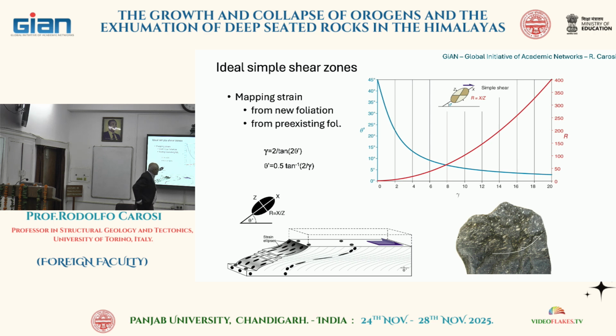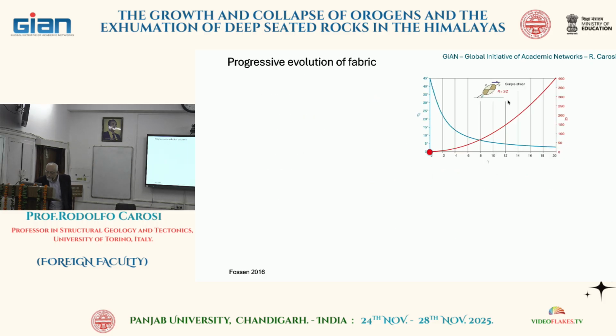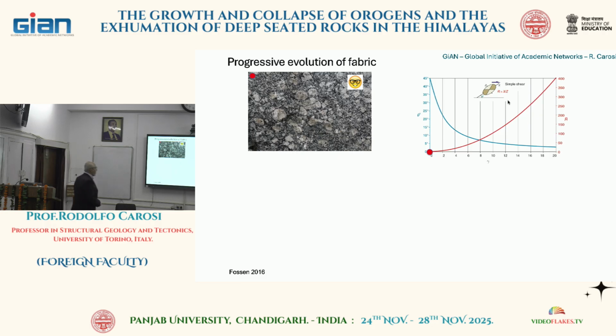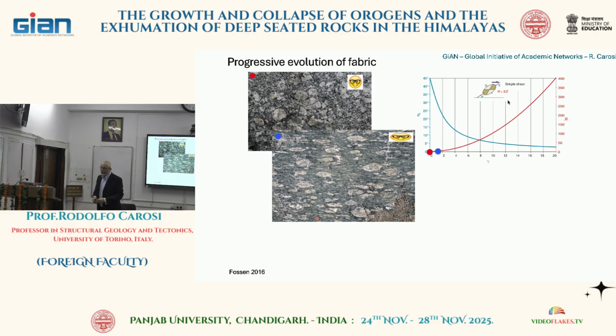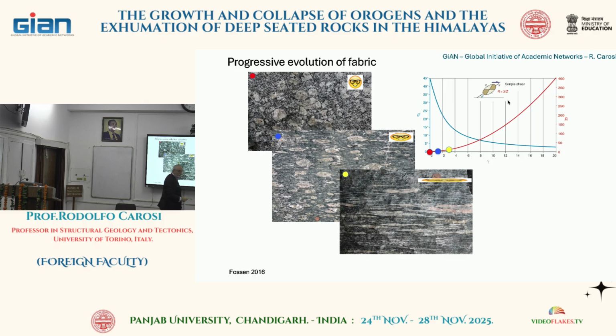So if we start with deformation, we are now at this point: no deformation, theta prime 45 degrees, gamma 0. So the fabric of the rock is like this. This is granite, isotropic, no preferred orientation, no foliation, no lineation. But if we start to deform, we have gamma 1, so the angle is 45 degrees. The axial ratio is around 2, 3, 4.